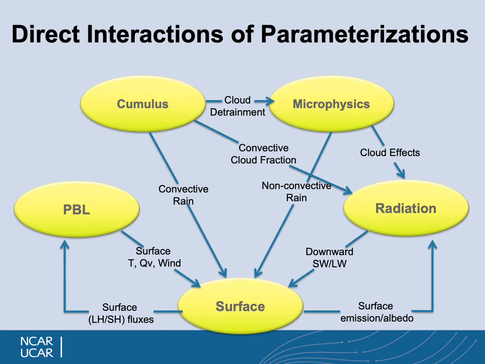So that ends the radiation talk. As I've mentioned, the radiation interacts, like in this diagram, with the clouds in the model through the cloud effects and cloud fraction, and also directly impacts the surface through the downward shortwave and longwave fluxes. The surface also has some impacts on the radiation through its emission and the albedo, which impact how much upward flux there is, both in the longwave and the shortwave.